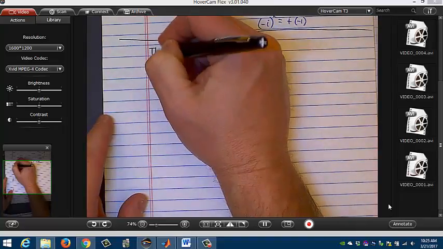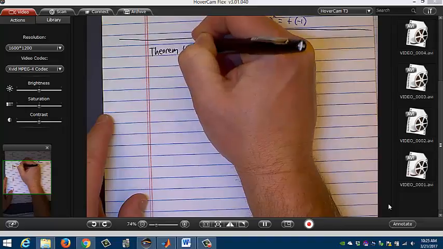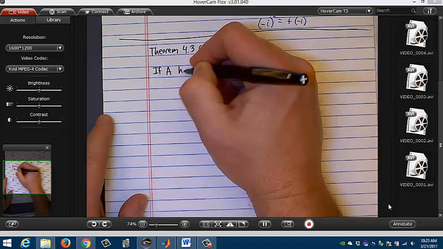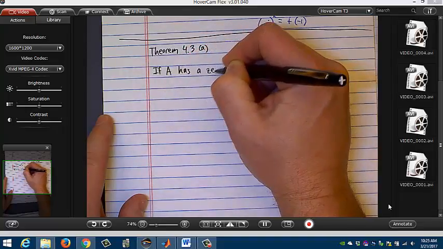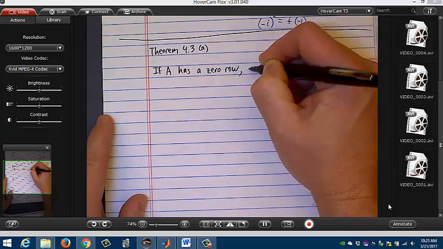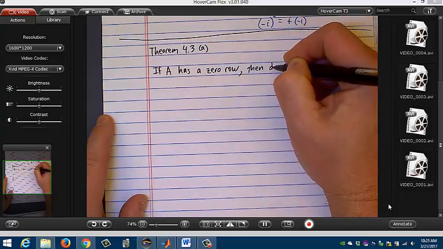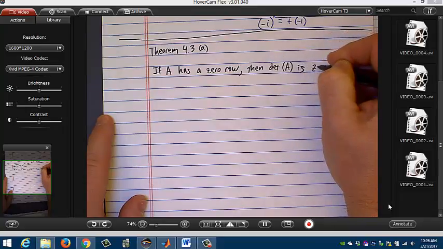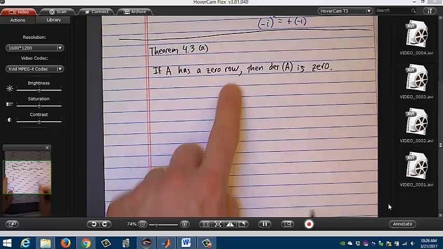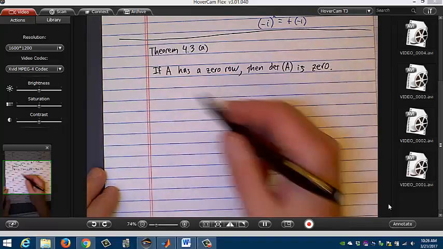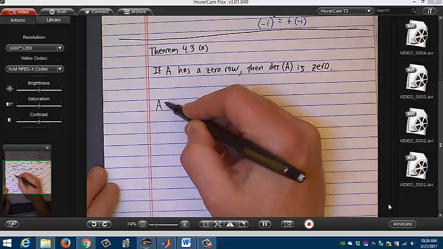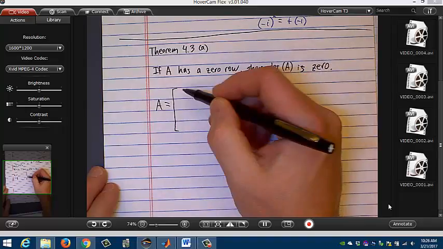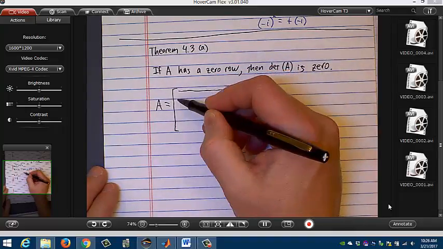They call this theorem 4.3a. If A has a 0 row, then determinant of A is 0. Now notice I didn't write column yet. All right, so A equals, what's it look like? Well, it's some big matrix, right? And it has rows that look like this.